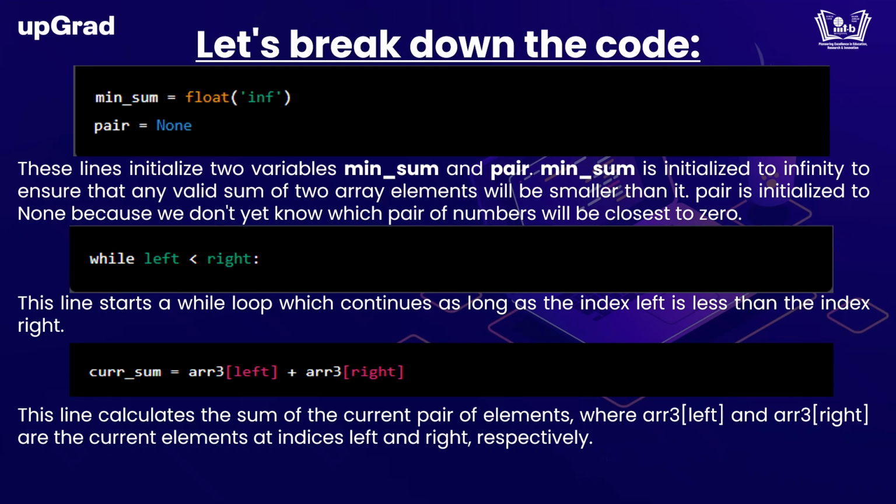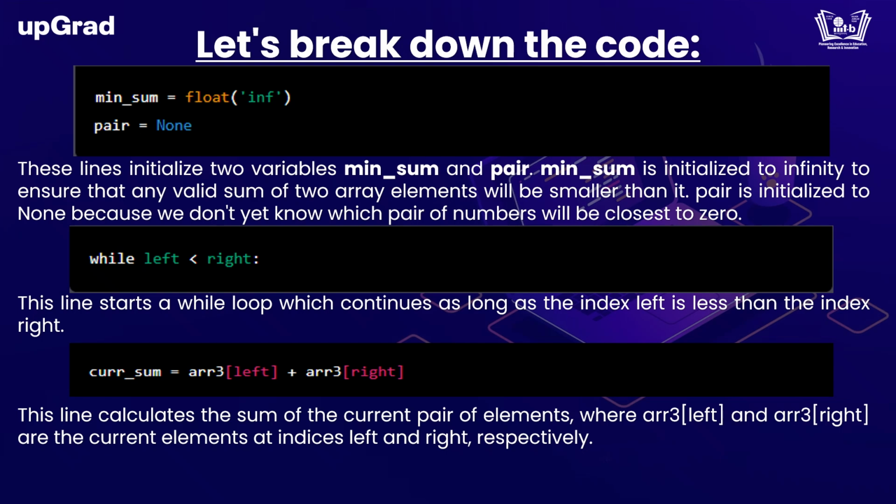We have also taken minimum sum and pair, two variables that are initialized. The minimum sum is initialized to infinity to ensure that any valid sum of two array elements will be smaller than it. The pair is initialized to None, because we don't know which pair of numbers will be considered closest to 0.